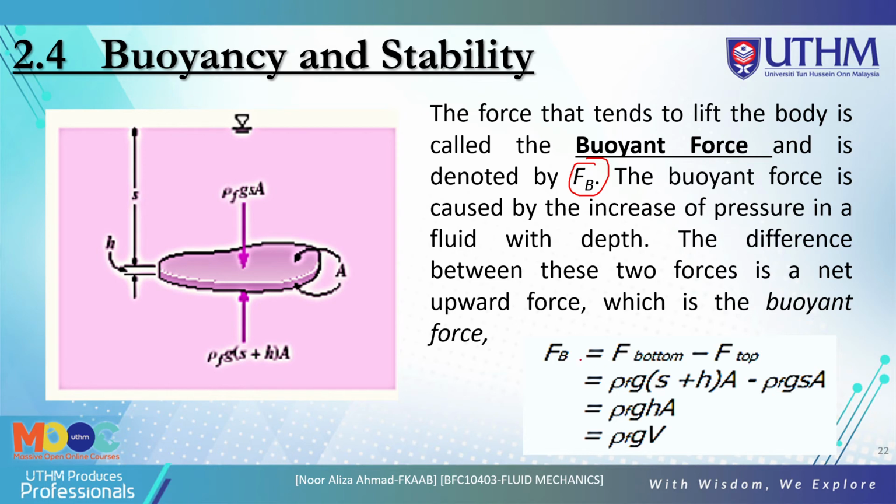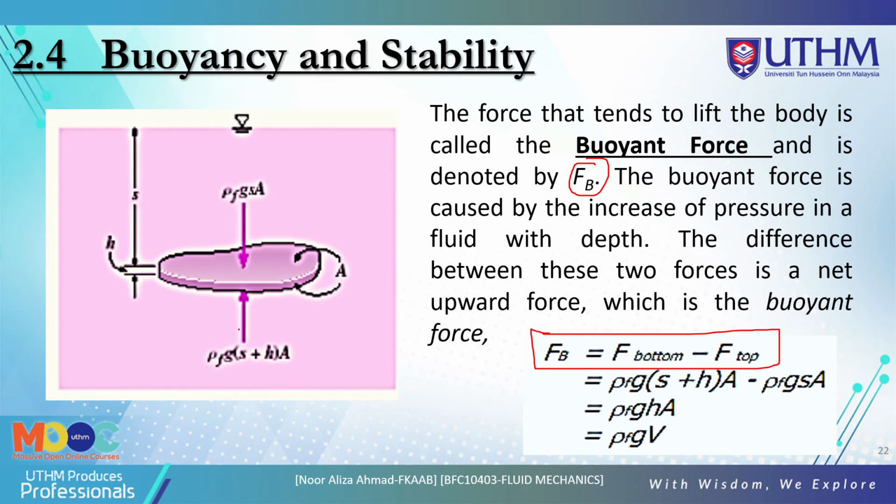So FB, the buoyant force, is equal to F bottom minus F top. This is the top, this is the bottom. For balancing, they must have the force from the bottom and the force from the top. So that's why we get this for buoyant force: F bottom minus F top.